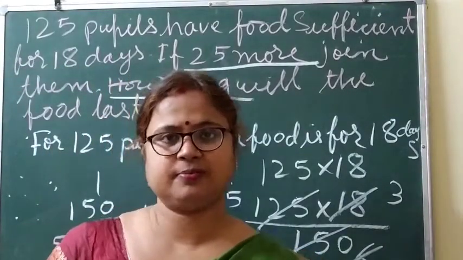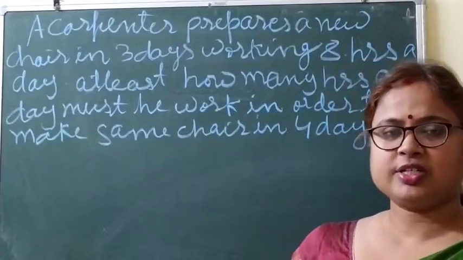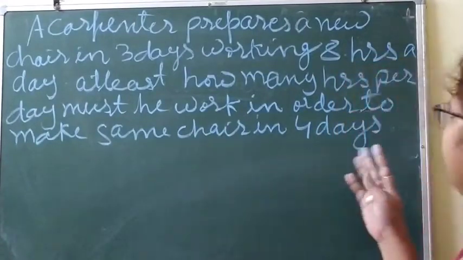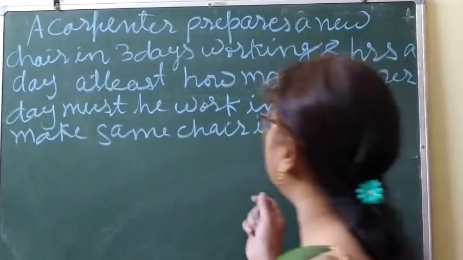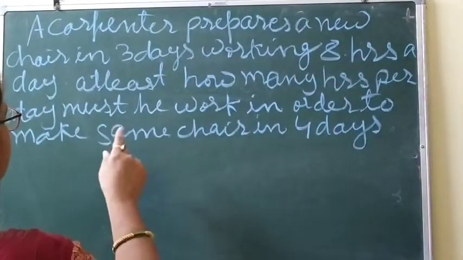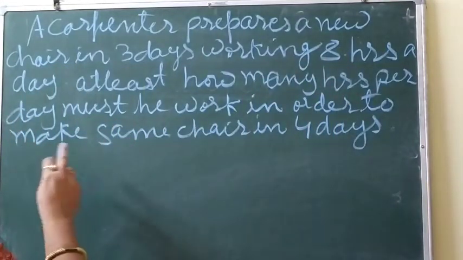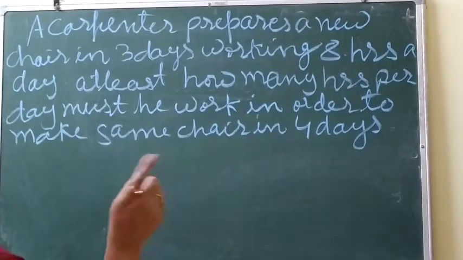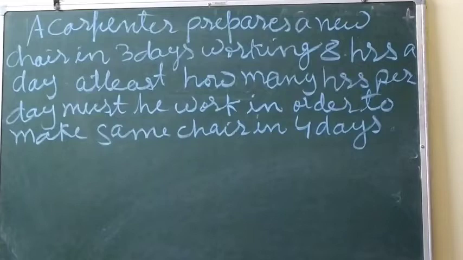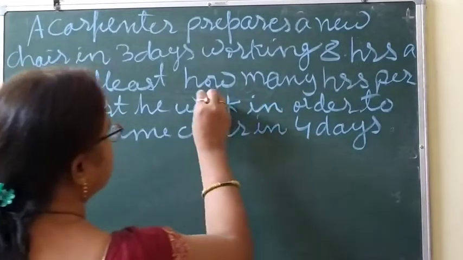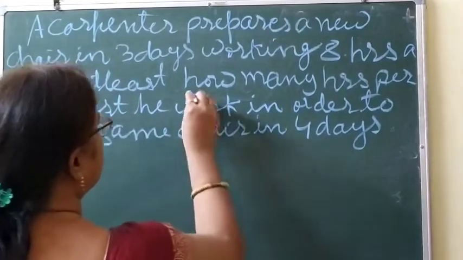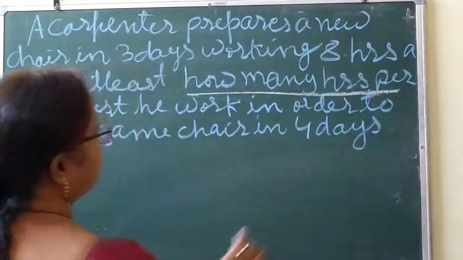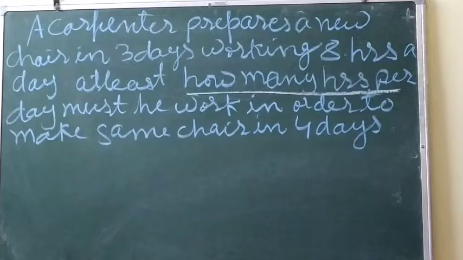50 days. Now the next question is, a carpenter prepares a new chair in 3 days, working 8 hours a day. At least how many hours per day must he work in order to make the same chair in 4 days? Okay. So what is asked here? How many hours per day? This is asked here. How many hours per day? Clear? So start writing the statement.